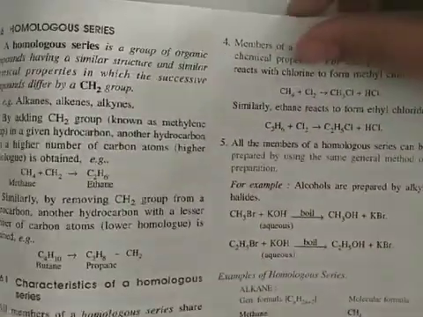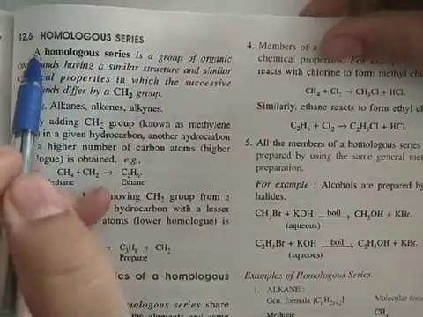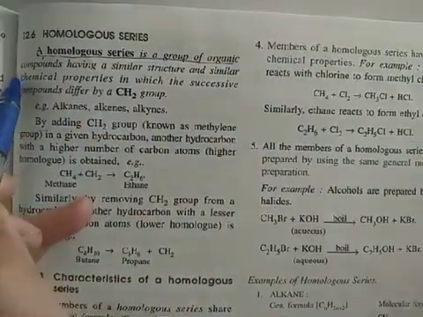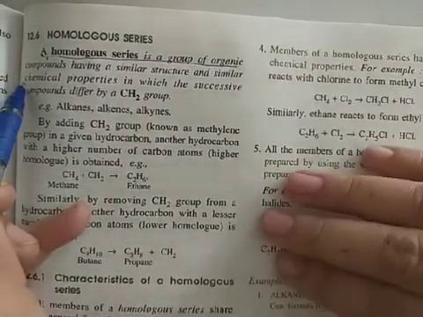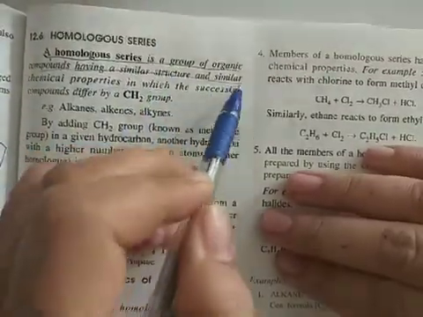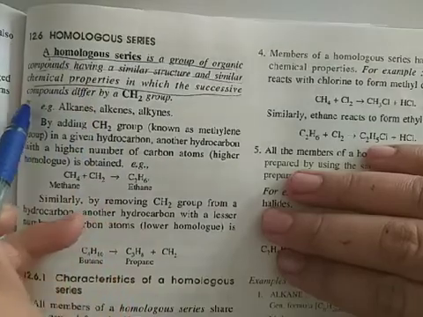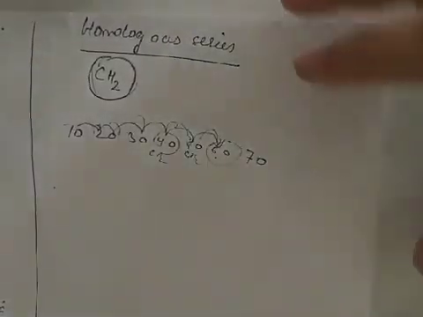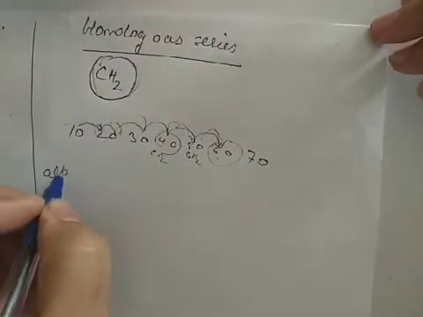Okay, now you have to write the heading of this, and under it you have to write the definition. A homologous series is a group of organic compounds having a similar structure and similar chemical properties, in which the successive compounds differ by CH2 group: alkane, alkene, alkyne. Now I will tell you what the difference is. Let's start with alkanes.